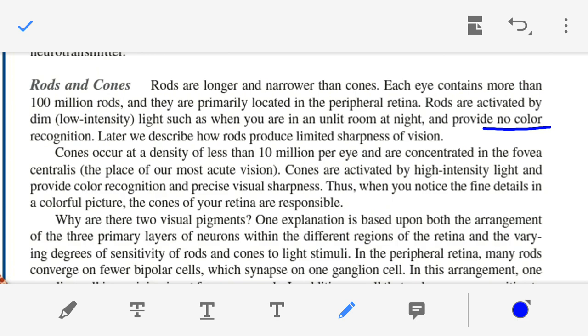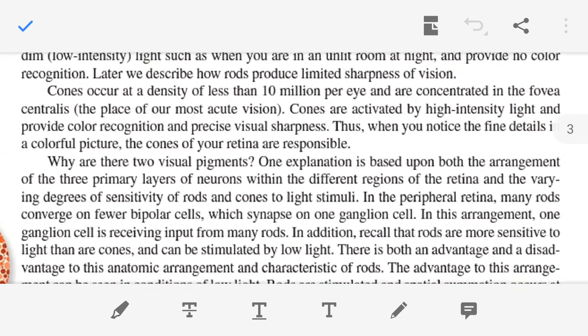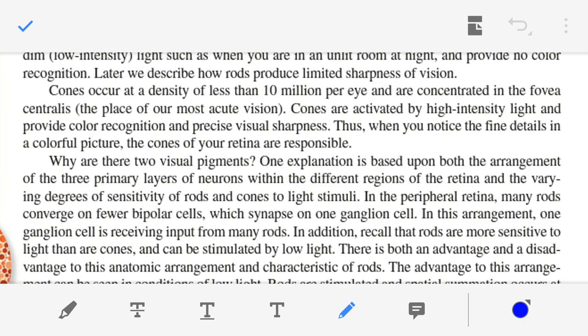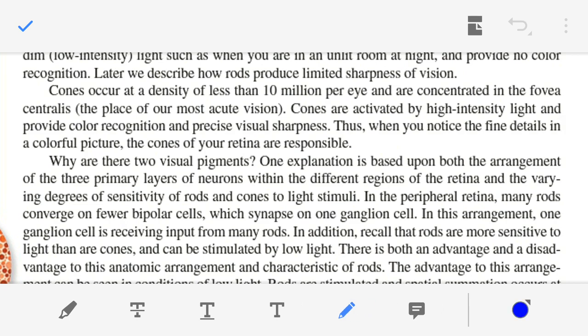Later we will describe how the rods produce limited sharpness of vision, whereas the cones occur at a density of less than 10 million per eye. Mainly these cones are present in the fovea centralis region of our retina. The fovea centralis is the place for our most acute vision, meaning the perfect or accurate vision. So most of the cone cells are present in the fovea centralis.